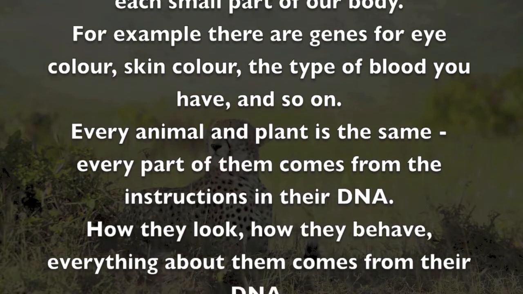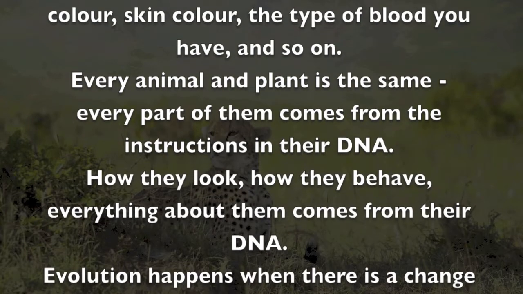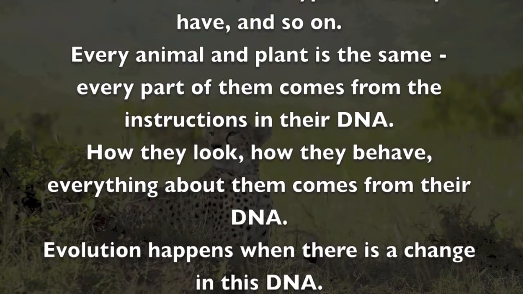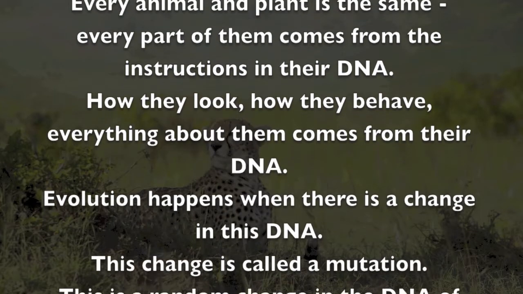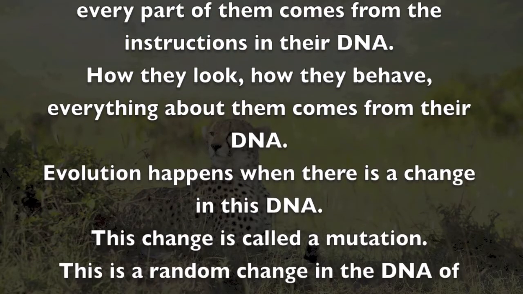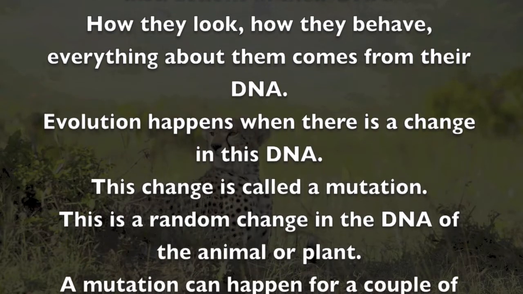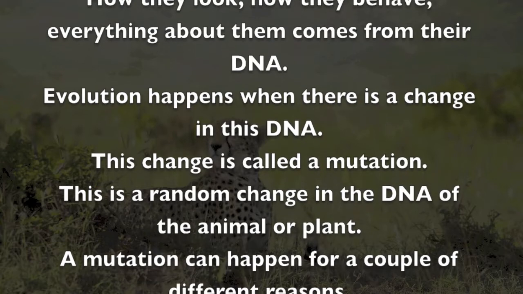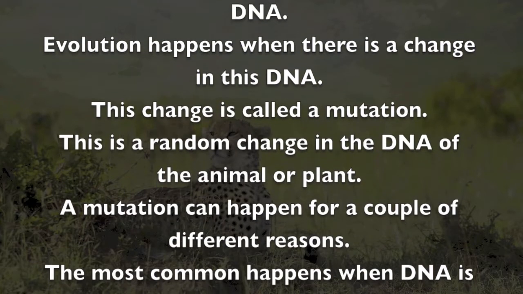Every animal and plant is the same. Every part of them comes from the instructions in their DNA. How they look, how they behave, everything about them comes from their DNA. Evolution happens when there is a change in this DNA. This change is called a mutation. This is a random change in the DNA of the animal or plant.